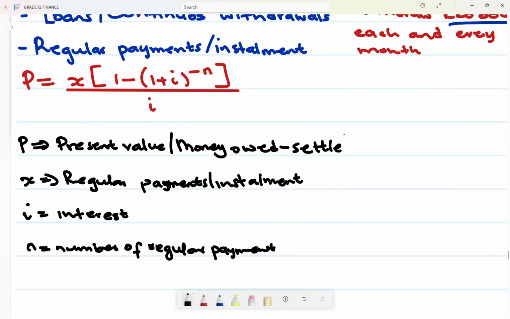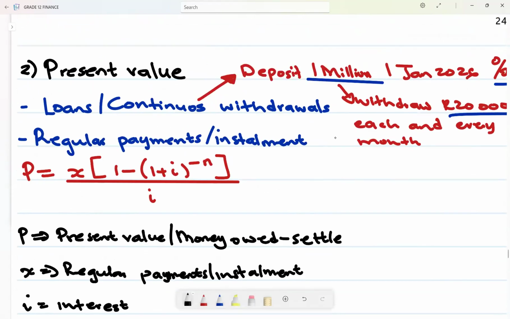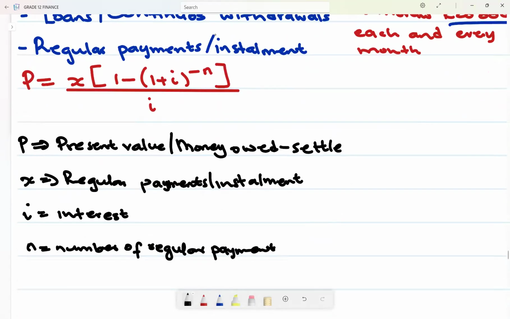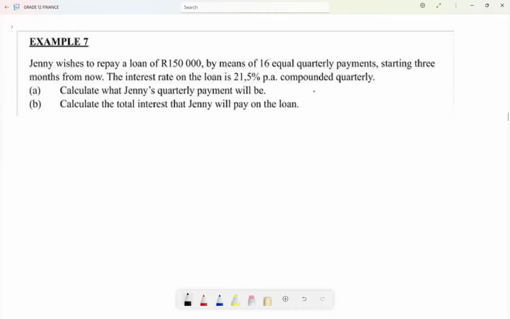I think I leave it for now like this, and then let us do one example based on this one. Only just one example. Here is an example. It says Jenny wishes to repay a loan. Very important, it is a loan, present value of 150,000 by means of 16 equal quarterly payments.